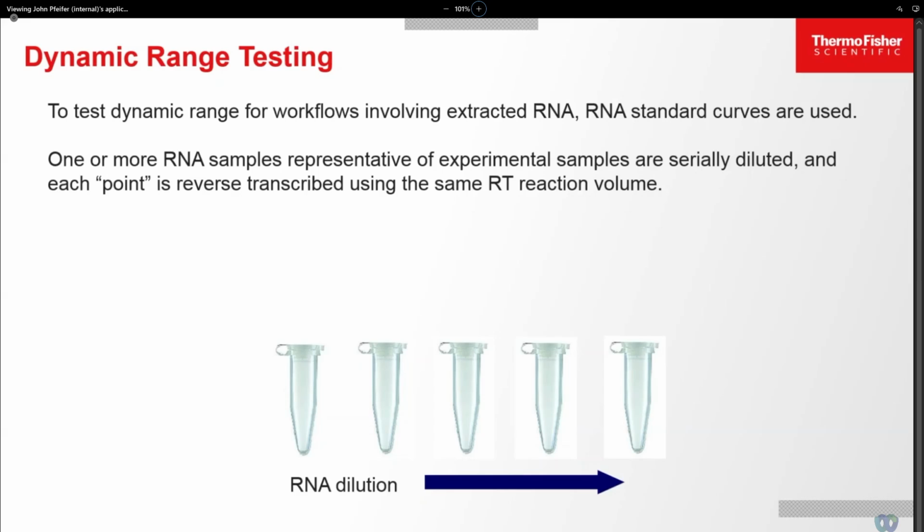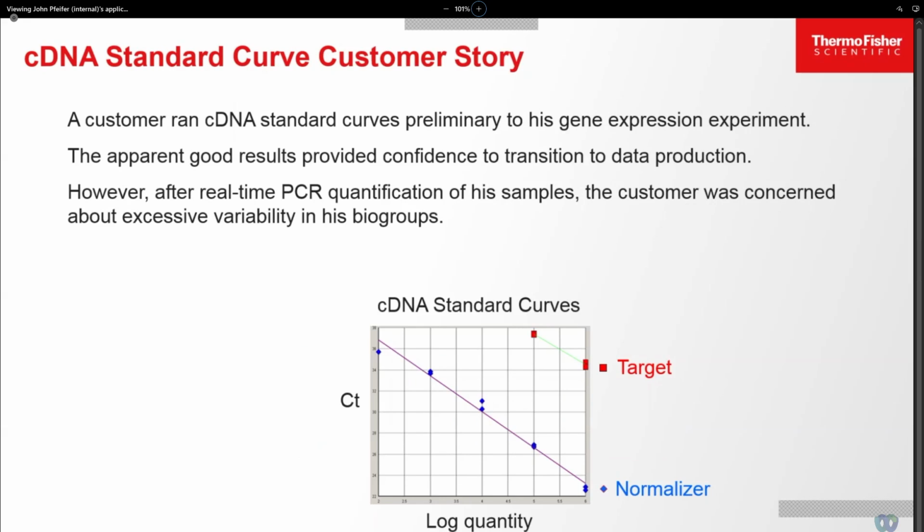I'm saying one, but maybe in some cases you might need to try more than one. So each of these RNA concentrations are, of course, going to be reverse transcribed at some point. But a key point here is serially diluting the RNA, not the cDNA. That's a very key point. And I want to illustrate how important that point is with a real-life customer story. So in this situation, a customer was thinking about doing a gene expression experiment and thought to do a cDNA standard curve. So he made cDNA, serially diluted it. The cDNA standard curves looked fine, so it gave him the confidence to move on into data production.